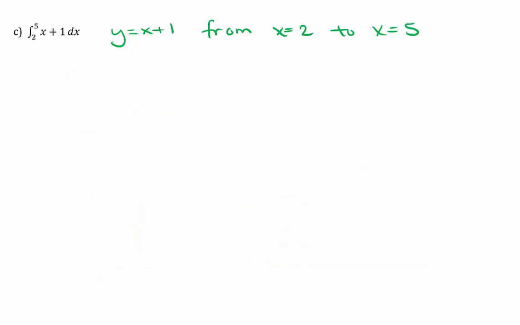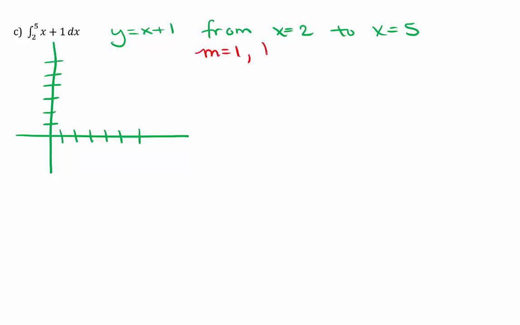All right, let's do one more. In this last problem, we are trying to find the area under y equals x plus 1 from x equals 2 to x equals 5. And so once again, to do these problems with geometry, I have to draw a picture. This is another linear function. It has a slope of 1, and this time we have a y-intercept of 1. So y-intercept of 1, up 1, over 1, and there's the graph of this function.